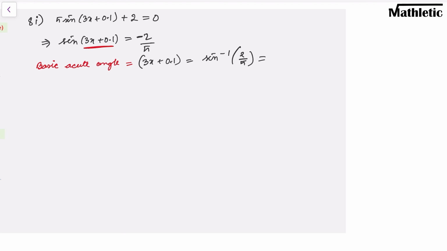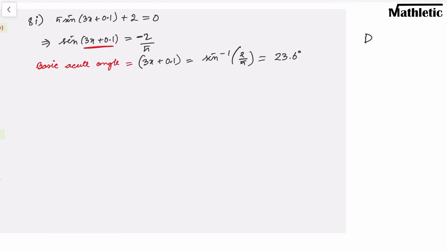So from the calculator, we will get an angle of 23.6 degrees. Like I said, I'm using this in degree mode. And since I will be solving this in degree mode, this 0.1, I will convert that into degree.